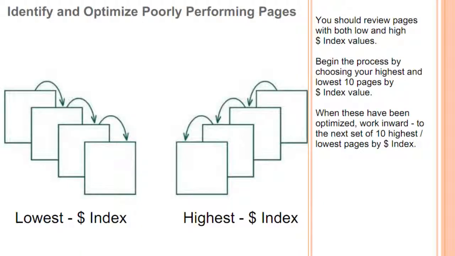You should review pages with both low and high dollar index values. Begin the process by choosing your highest and lowest 10 pages by dollar index value. When these have been optimized, work inward to the next set of 10 highest and lowest pages by dollar index.